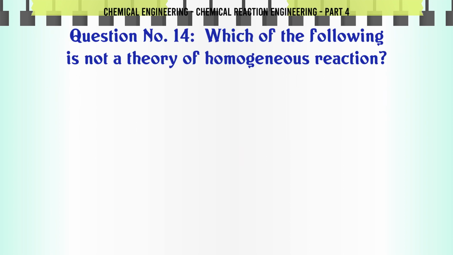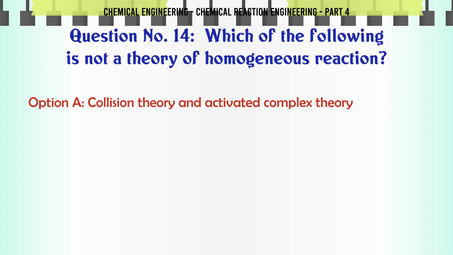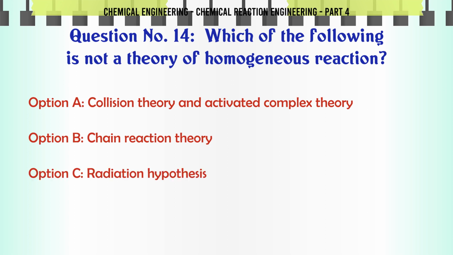Which of the following is not a theory of homogeneous reaction? A. Collision theory and activated complex theory. B. Chain reaction theory. C.